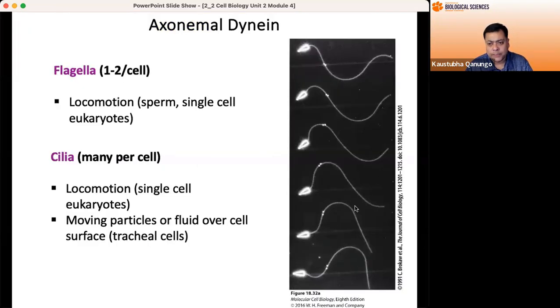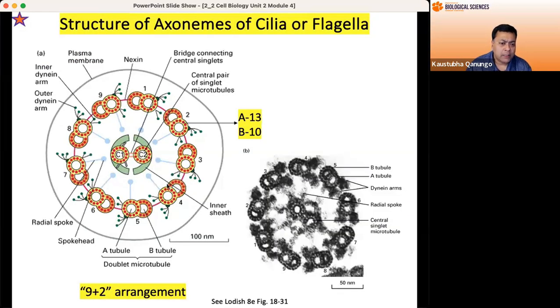If I take a cilium or flagellum and make a cross section, what we see is an arrangement of nine doublets and a central two. So we call this a 9 plus 2 arrangement. You have an A tubule with 13 and a B tubule with 10. The green ones you are seeing are your axonemal dyneins. These are the outer arm and these are the inner arm. All of these doublets are connected with a linker protein known as nexin.